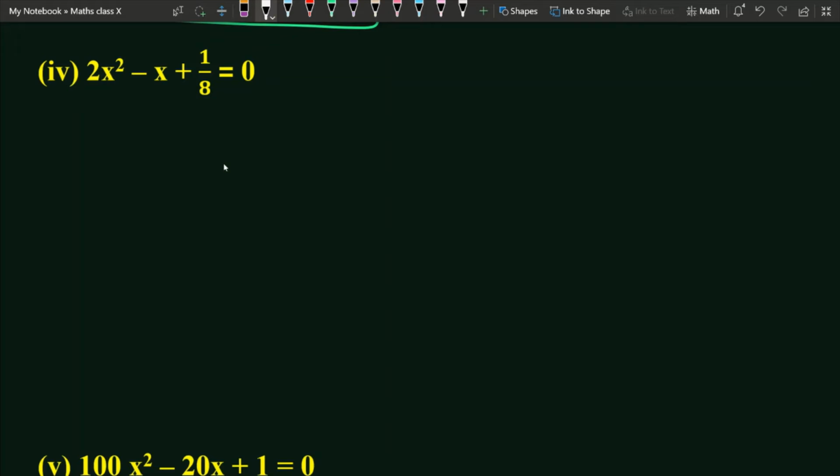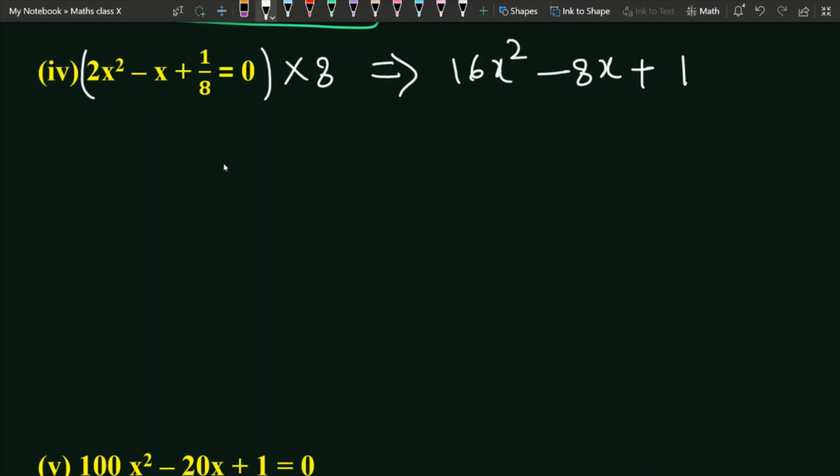Here, you do one thing: multiply this whole expression with 8. What you will get? This implies 8 into 2, 16x square, 8 into minus x, minus 8x, 8 into 1 by 8 plus 1 is equal to 0. Because 8 divided by 8 is 1, and 8 multiplied with 0 will become 0. So this is our new equation. You solve this, you will get the answer, no problem. Then you will understand what those splitting terms are.